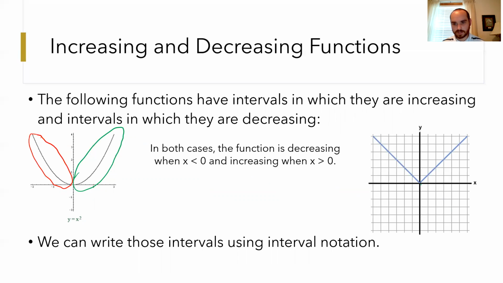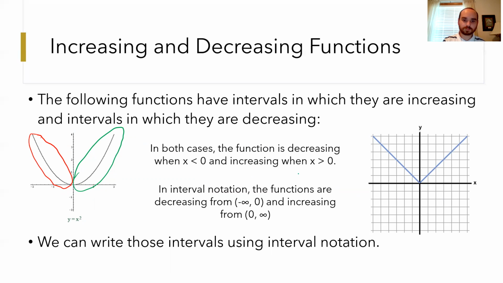This one, I think it's undefined. But there's not an increasing or a decreasing slope at 0, so 0 is not included in either side of this function. In interval notation, the function is decreasing from negative infinity to 0 and increasing from 0 to infinity. And because that 0 is neither increasing nor decreasing, it's not included on either of these. And then the infinities, obviously, we always end with a normal parenthesis.